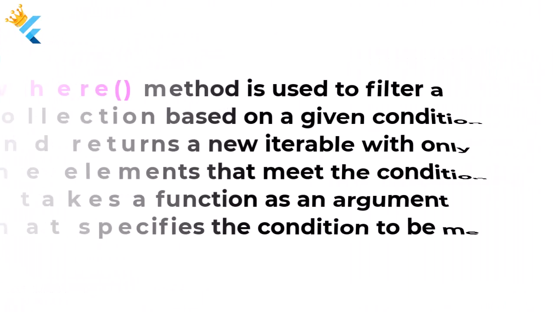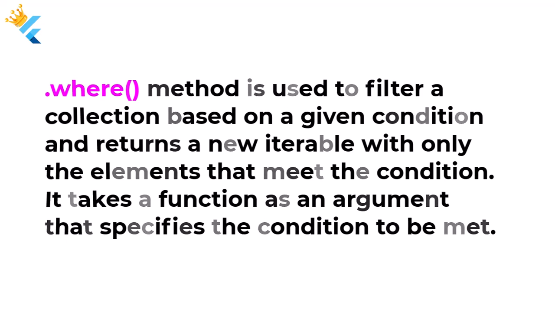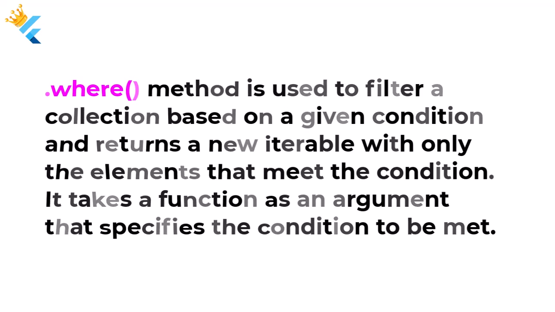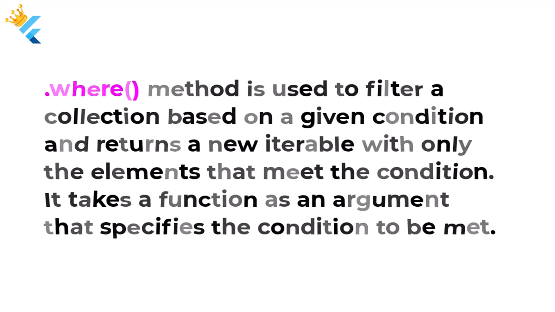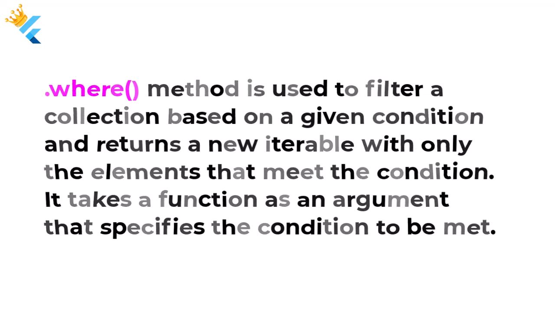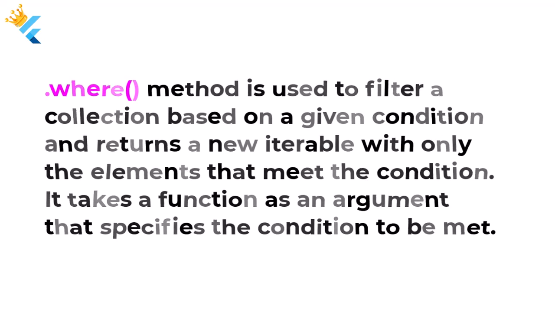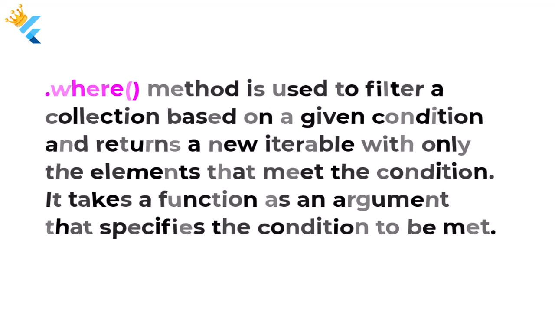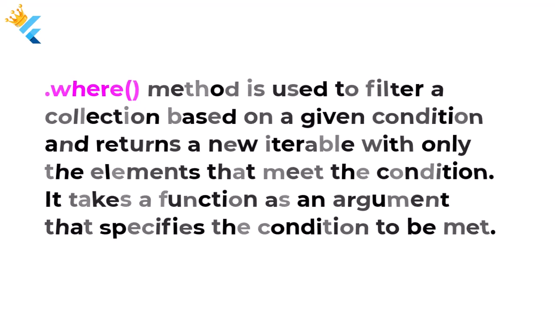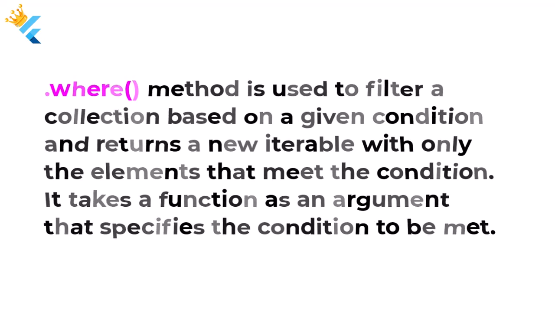now the dot where method. So the dot where method is used to filter a collection based on a given condition and returns a new iterable with only the elements that meet the condition. Basically, dot where is for matching, like if the length is equal to 5, then print these values like this.